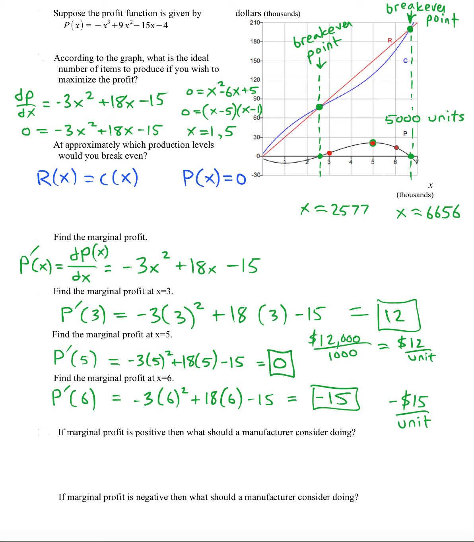Then over here at 6, we have fairly high profit, but it's not the highest that it could be. And the marginal profit is negative 15, which means for each additional unit you produce, you're actually going to go down in profit. So the question is, if a marginal profit is positive, what should a manufacturer do? Well, positive means it's sloped up. So as the units that are produced increase, the profit increases too. So they would want to increase production.